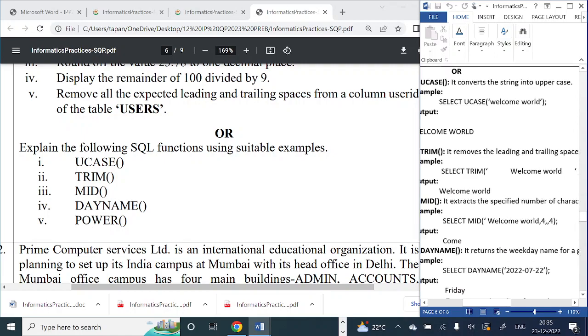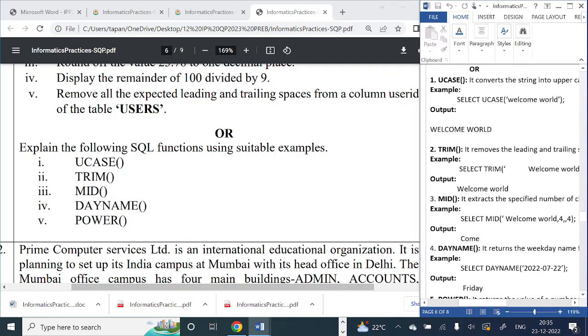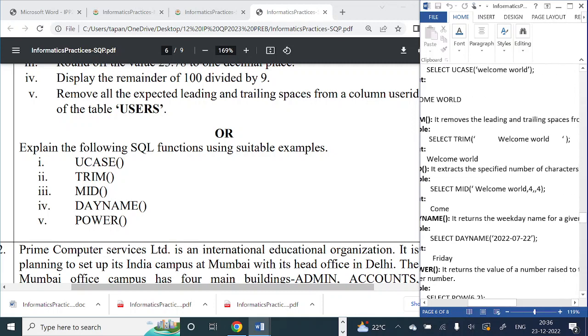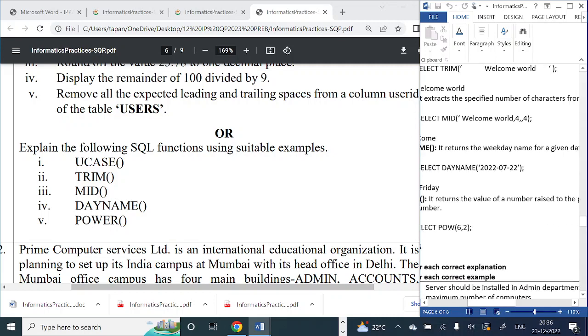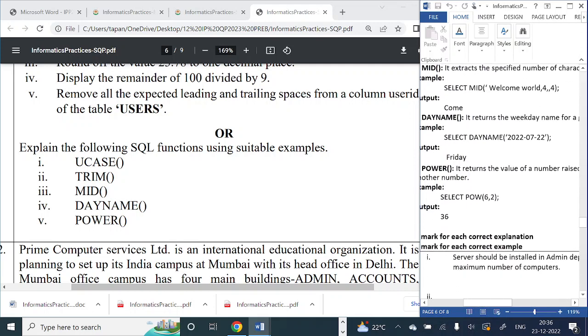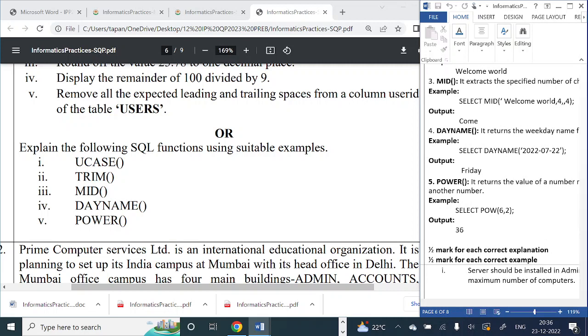So here you can see UCase converts the string into uppercase. You can see the syntax and the output also. Trim removes the leading and trailing space. So all the leading and trailing space will be removed. Mid extracts the specified number of characters from a given string. So it returns a number of characters from the given string. You can see here 4 comma 4. So fourth one is C and come is displayed.